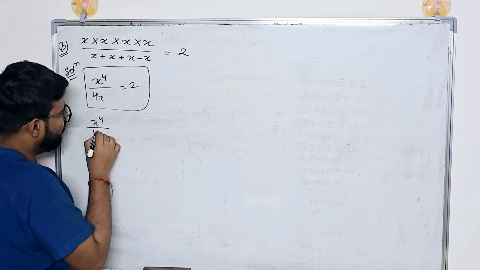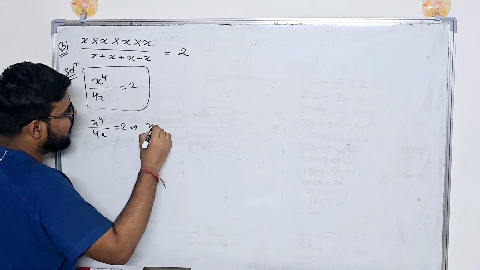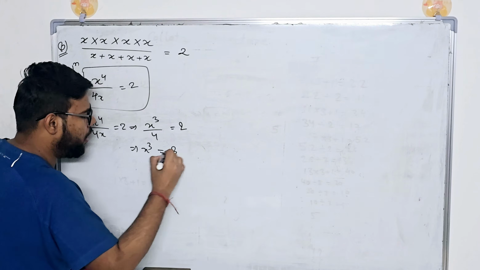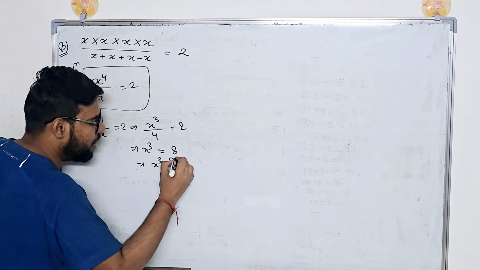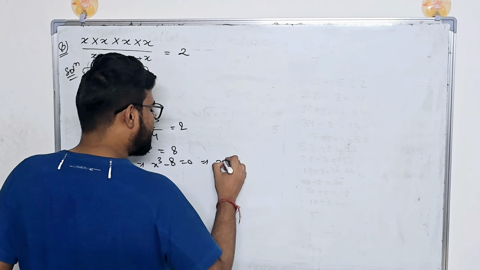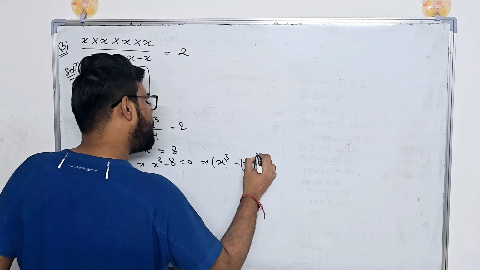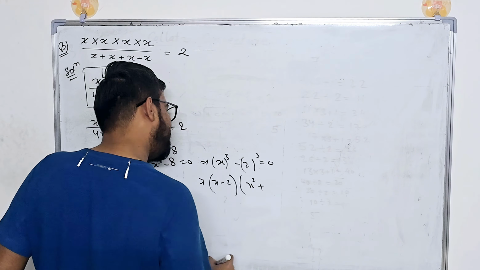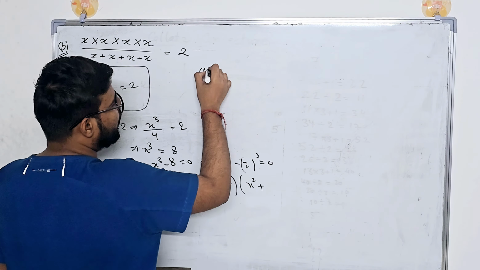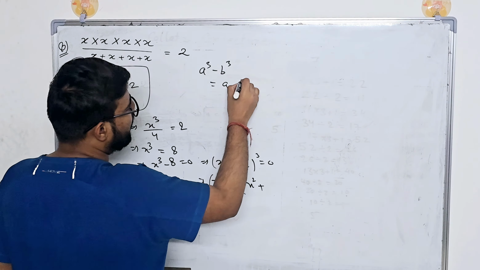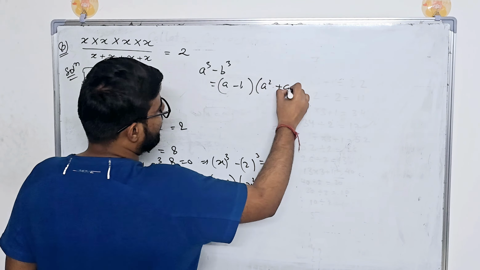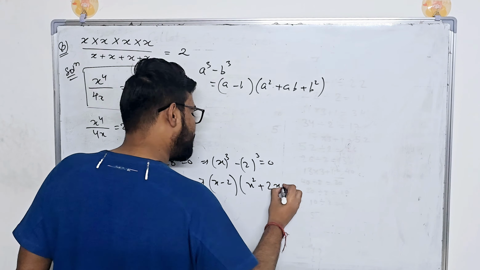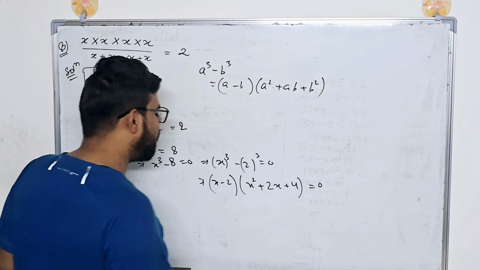So x to the power 4 by 4x is equal to 2 implies that x to the power 3 by 4 is equal to 2, which means x cube is equal to 8, which means x cube minus 8 is equal to 0, which means that x cube minus 2 cube is equal to 0. So you have x minus 2 into x square, right? What is the identity? A cube minus b cube is equal to a minus b into a square plus ab plus b square, correct? So you have x square plus 2x plus 4, right? And it must be equal to 0.